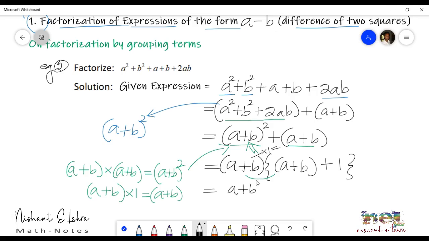So what is the answer and how do we write the answer? A plus b in brackets into a plus b plus 1 in brackets. And this is the factorization of a square plus b square plus a plus b plus 2ab. This is the answer. I hope you have understood it. If not, go back through the video and see it again. It's much easier if you practice it. Okay, and keep learning.